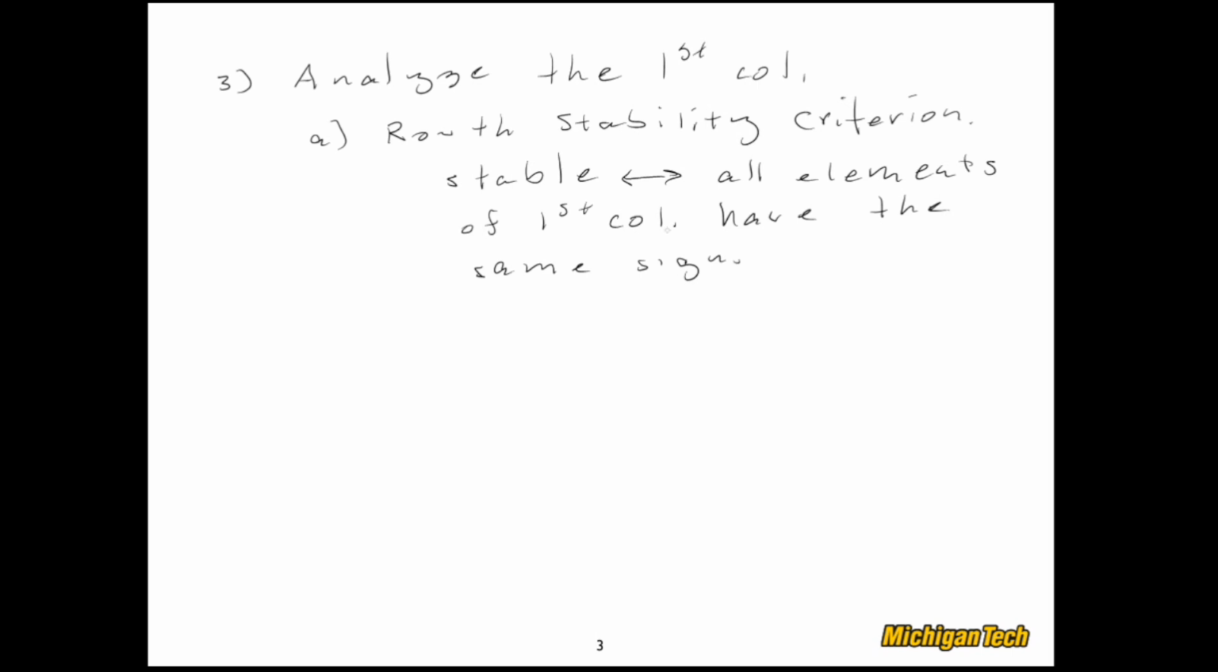Okay, so it's sort of a binary check. We can determine whether or not the system is stable by just looking at the signs. And then we have the Routh-Hurwitz criterion, which goes a little bit deeper.